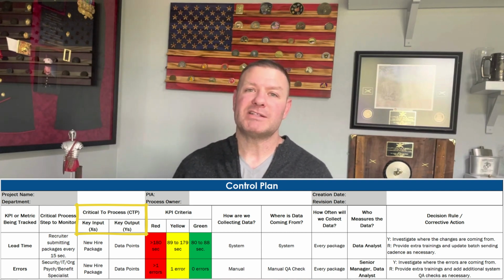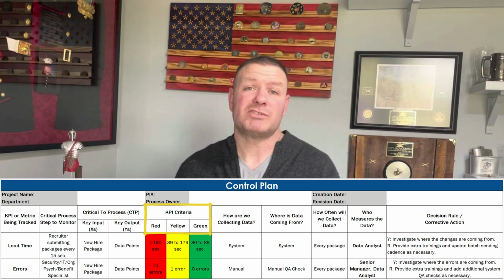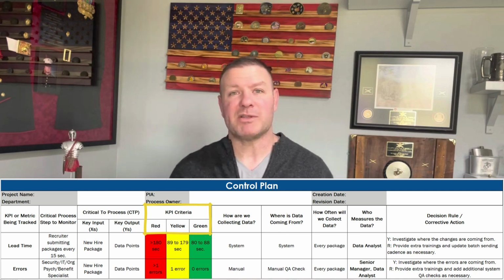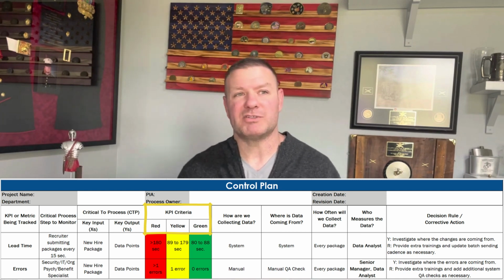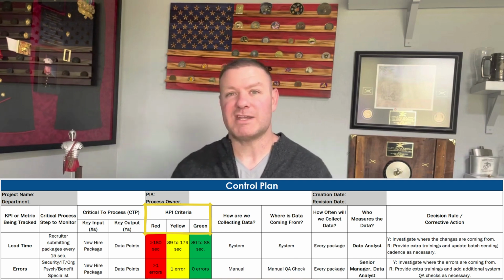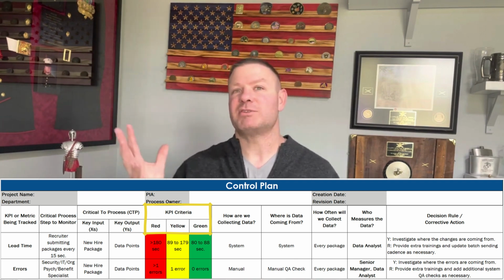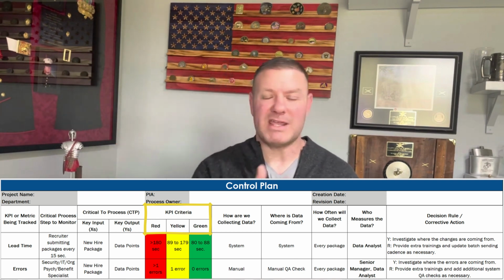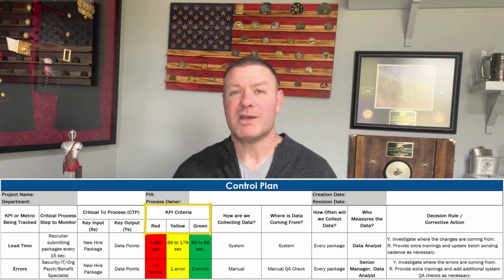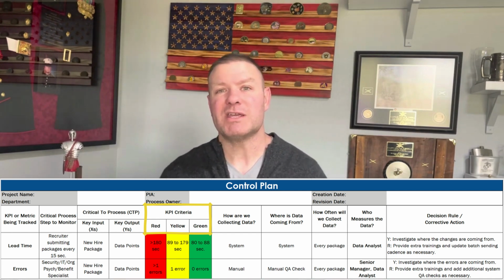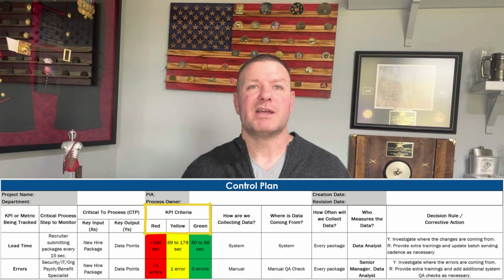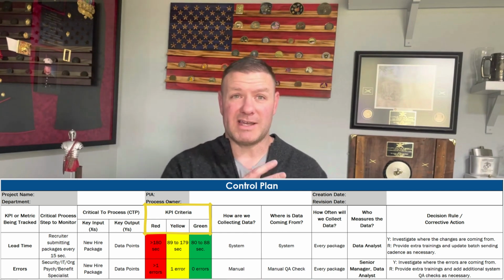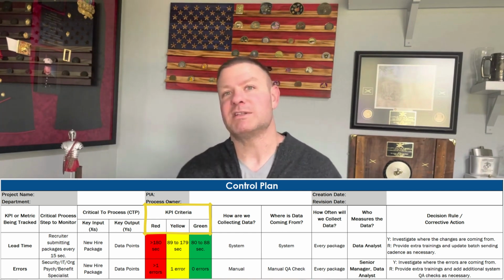The KPI criteria is very important. What is it that we're saying is green? Just using the simple stoplight system, if we're talking about error percentages, is it less than 2% to green? Is 3 to 7% going to be yellow, and 8% or above going to be red? Whatever your criteria is going to be, just identify what those are. And those are going to be tied into that key metric or that key performance indicator.